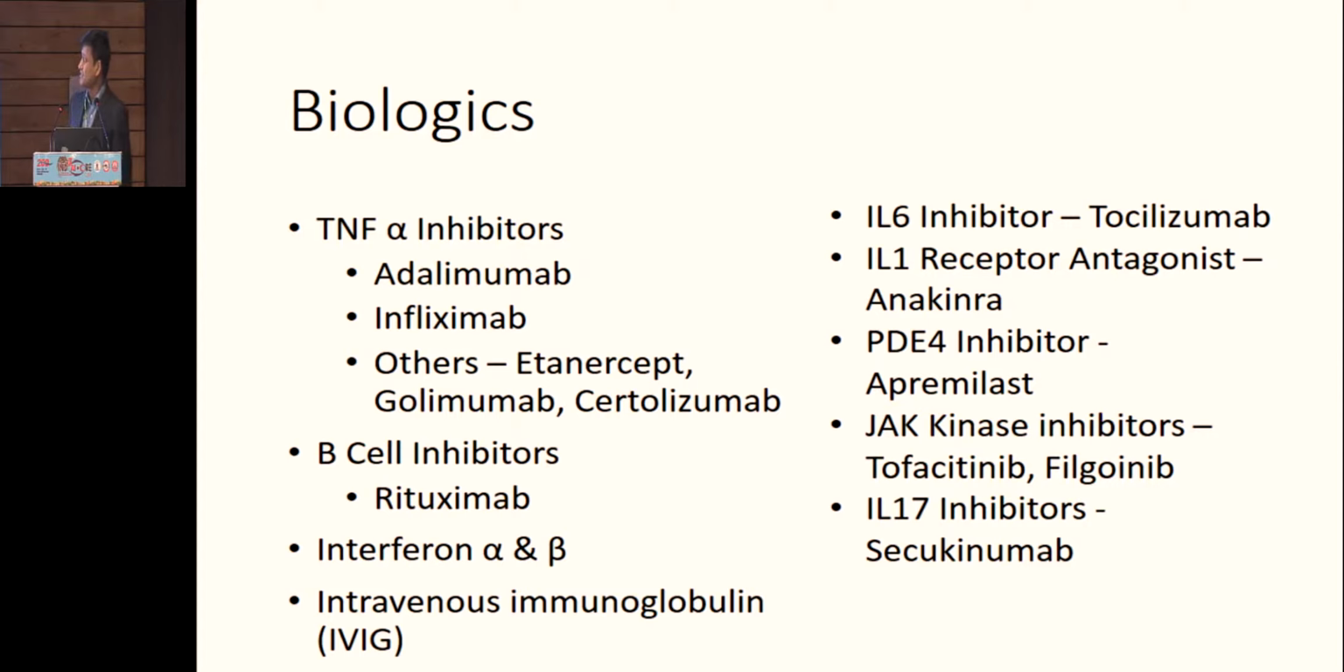So as you can see, there's a whole lot of biologics that we can use. TNF alpha inhibitors, B cell inhibitors, interferon, the whole list goes on. But actually the agents that have been researched the most are the TNF alpha inhibitors. Infliximab is one of the older agents. Infliximab, adalimumab, and etanercept are known as the first generation TNF alpha inhibitors. Golimumab and certolizumab are the newer agents, but these have not been tested as much in uveitis.